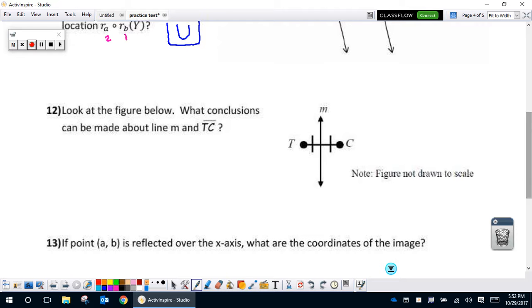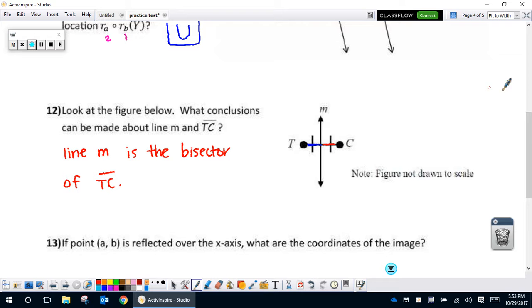Number 12, look at the figure below. What conclusions can be made about line M and segment TC? So all we know is that line M is intersecting segment TC. We don't know what type of angle it's intersecting at, but we do know it's splitting this side equal to that side. So all we know is line M is splitting something in half, so it's actually the bisector. Maybe not the perpendicular bisector, but it is a bisector of segment TC. So that's all you know.